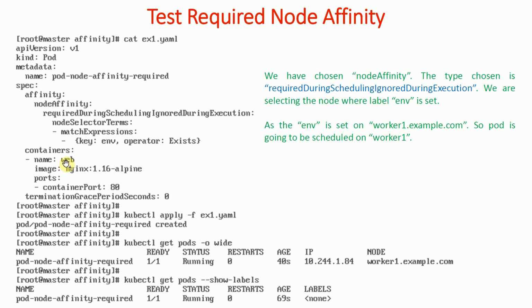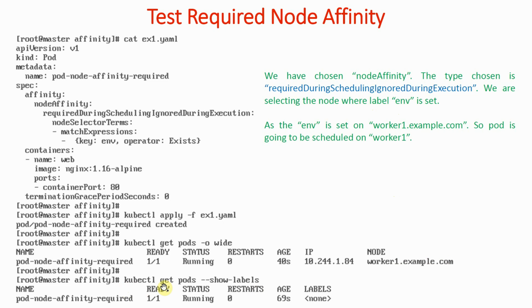And then the container, that is web container, image nginx web, and container port 80, that we have already covered. So this was the new thing. And how we are going to create: kubectl apply -f ex1.yaml. So this pod is created. With -o wide, you can view that it is running, it is ready, and this is the address. And most important, where it got launched: on worker1.example.com, because your label environment is set on your worker1.example.com.